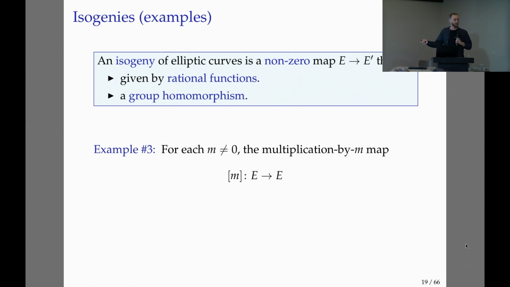isogeny that we've already seen, actually. This is the multiplication by m map that shows up in the elliptic curve Diffie-Hellman, and it's just adding a point to itself m times, where m is some integer. And this exists on any of these elliptic curves, so it's obvious that you can compute this. You can take an m-fold multiple of a point. What's slightly less obvious, perhaps, is that this is really an isogeny.